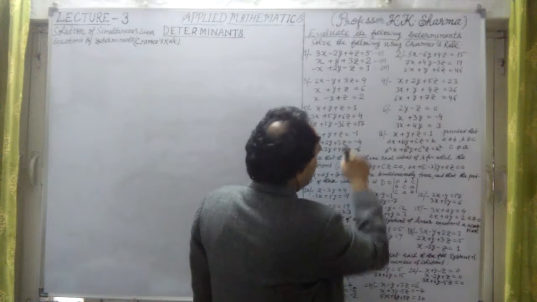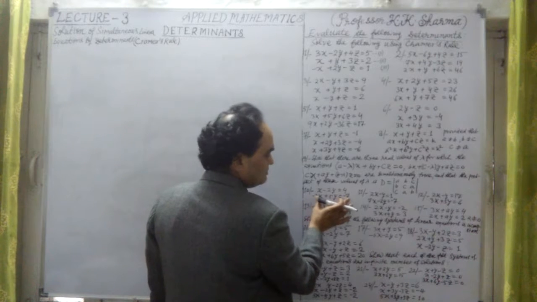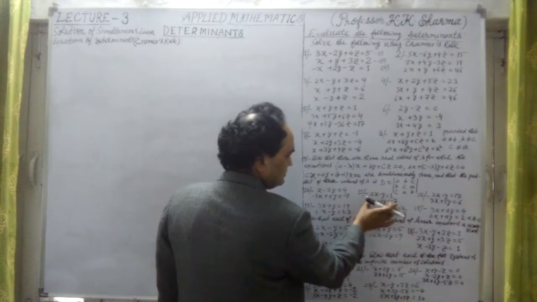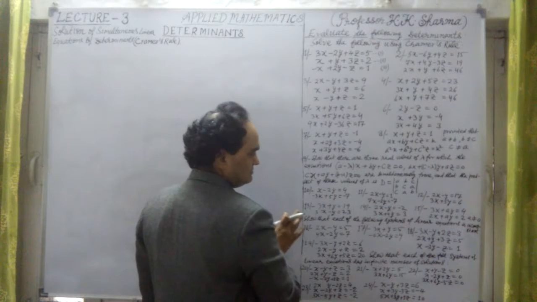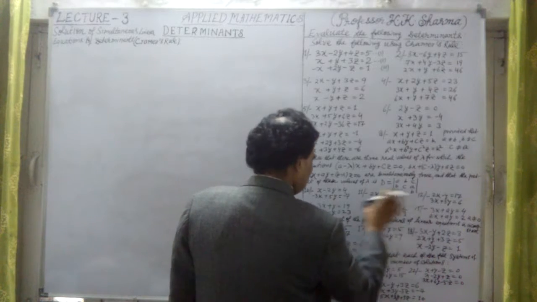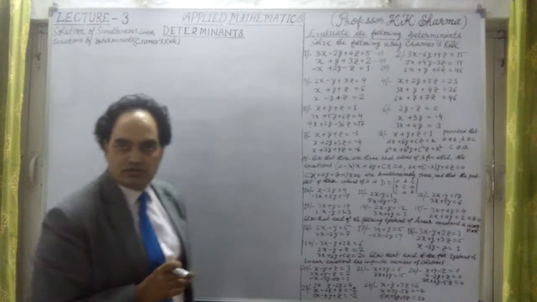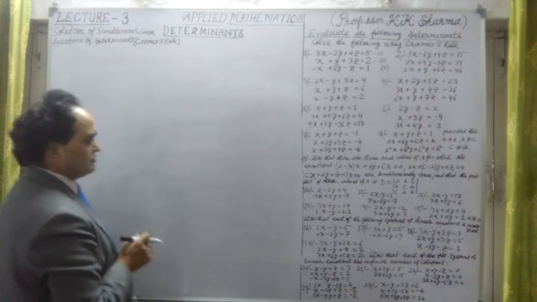We have to solve them by Cramer's rule. The question number 10 is of two variables only. The 11th is also, 12th is also of two variables, 14th is also of two variables, 15th is also of two variables. So two variables equations are given. They are also solved in the same way as Cramer's rule. Now let me solve it.